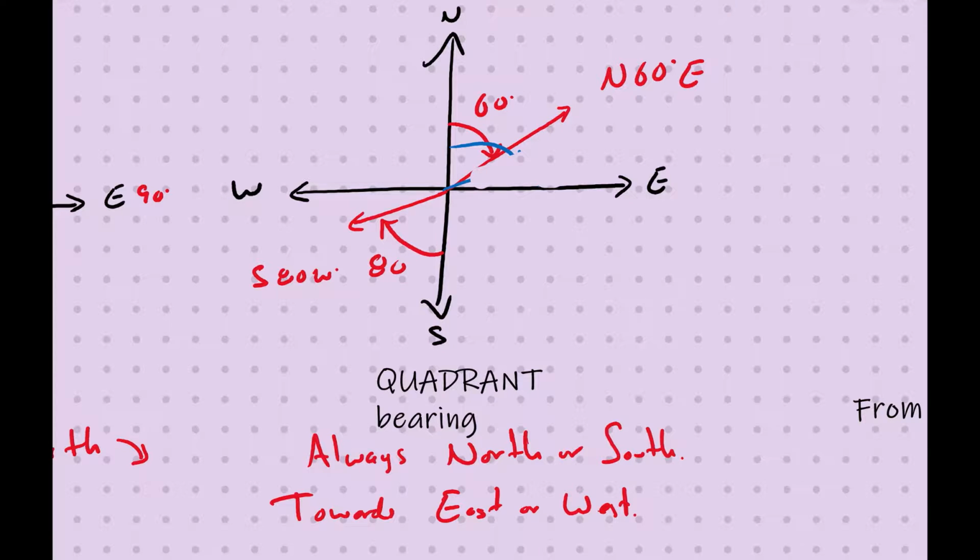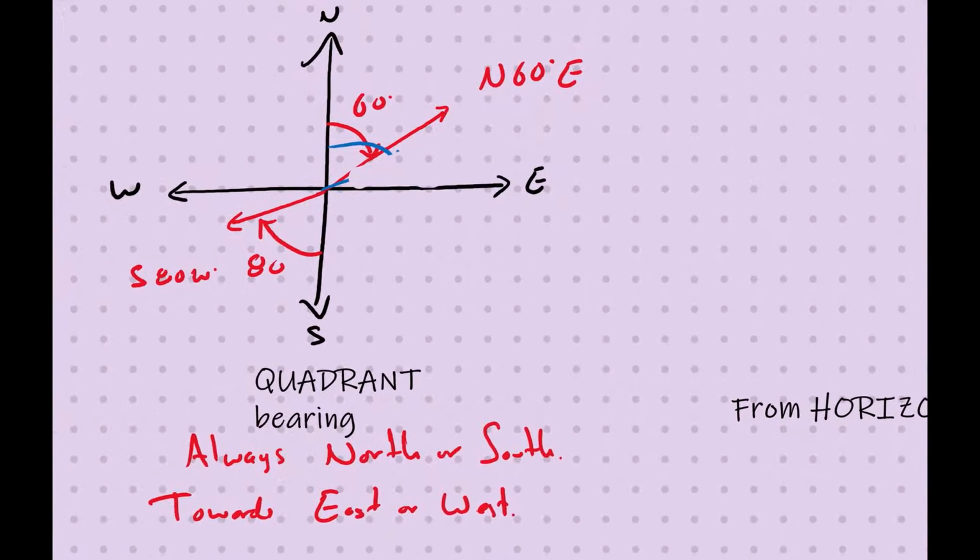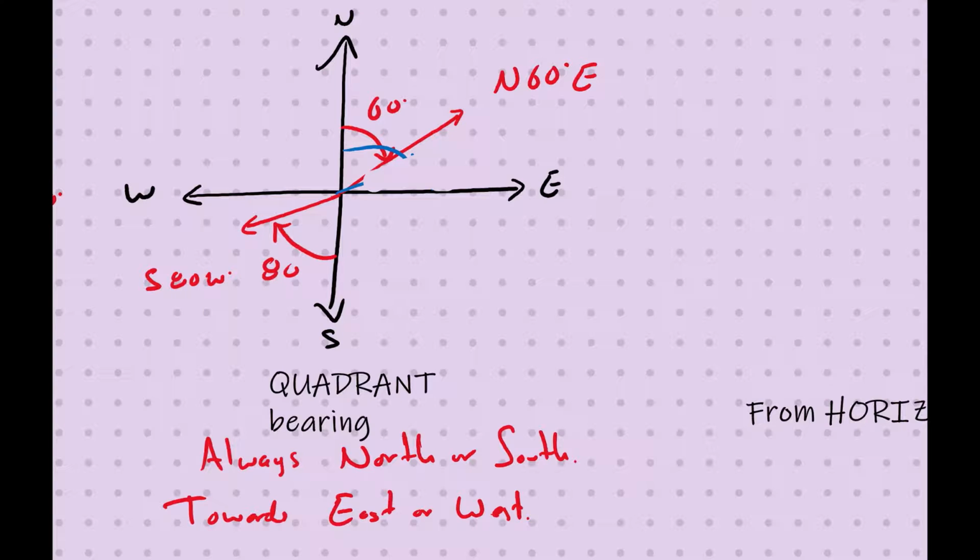So that's quadrant bearing. Basically, it's either going to come from the north or from the south first, and then towards the east or the west. And all your angles for quadrant bearing, we'll put alpha for angle, are going to be somewhere between 0 and 90 degrees, because once we go past 90 degrees, it's no longer northeast, it's now south towards the east. So that's what we have to be careful with. Quadrant bearing is anywhere from 0 to 90.